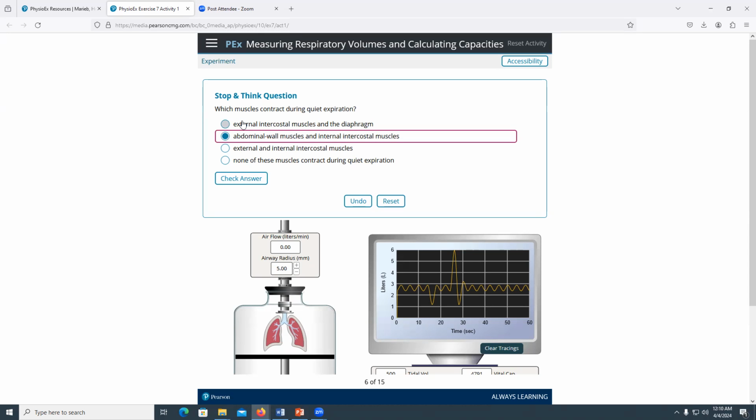Which muscles contract during quiet expiration? So when I'm expiring, I contract my internal intercostal muscles. I use intercostal muscles either way, but now I have to determine, is it internal or external intercostal muscles? When I'm expiring, I don't use external intercostal muscles. I use internal intercostal muscles. And I also use the help of my accessory abdominal wall muscles that push. These abdominal wall muscles push against the lungs to expel all of the air out.